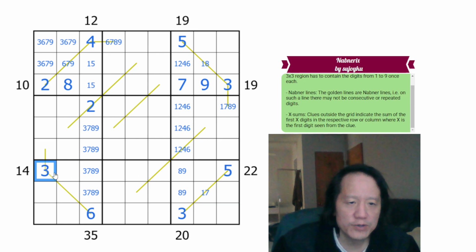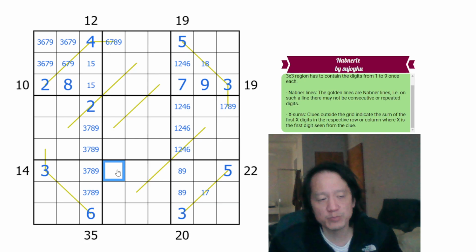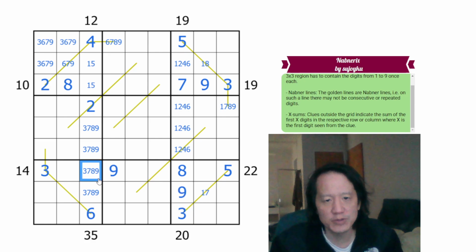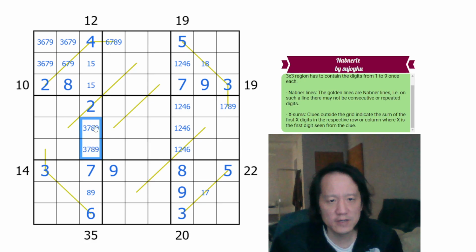We know 3 digits adding up to 14 and 5 digits adding up to 22. Those two sums must add up to 36. So therefore, this digit must be 45 minus 36. Therefore, it has to be 9. Which means this can't be 9, this is 8, this can't be 8, so this is 9. This can't be 3, 8, or 9, so this has to be 7. This can't be 3 or 7, this can't be 7.